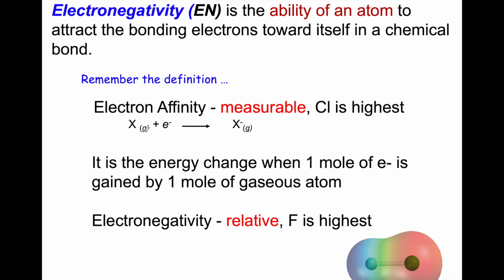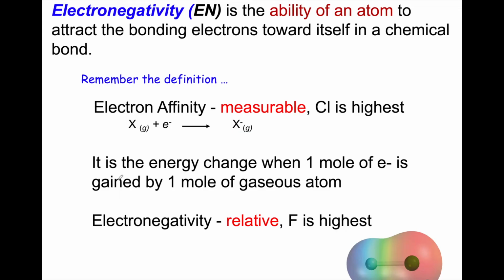This chlorine accepts 1 electron. When this chlorine accepts 1 electron, what happens? It will become chloride, an anion. So why do we call electron affinity measurable? Because it is the energy change when 1 mole of electrons is gained by 1 mole of gaseous atoms. So we can measure the energy change. But electronegativity is actually relative. For example, fluorine is the highest with an electronegativity value of 4.0.